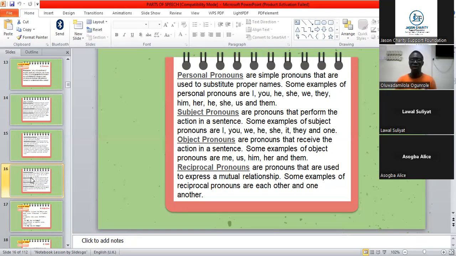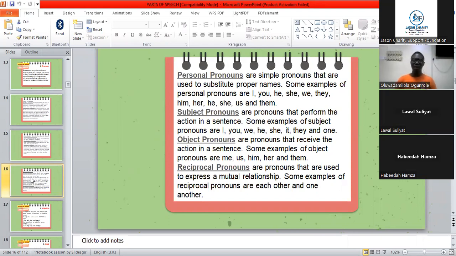And as they are used at the subject position, we can have them at the object position too. So me will be the object position for I. You will be the object position for you. Him, her, or it will be the object position for he, she, or it. Us will be the object position for we. You will be the object position for you in the plural section. And them will be the object position for they. So these are how you use your personal pronouns, be it at the subject position or at the object position.